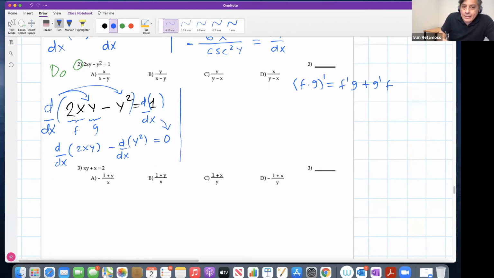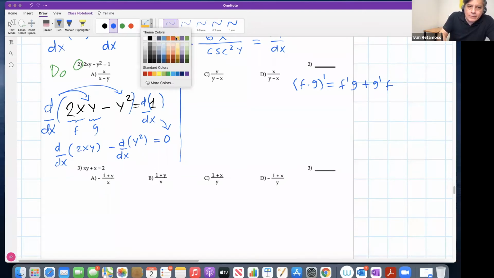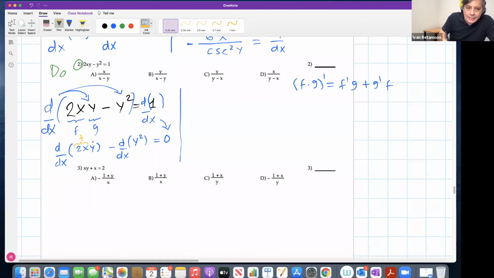Now, I gotta be careful here. This is a multiplication of two functions. Well, this is the function f, 2x, and this is the function g, y. So follow the product rule. Product rule says first take the derivative of the first factor 2x. That's 2. I see students figure this out. That's 2.